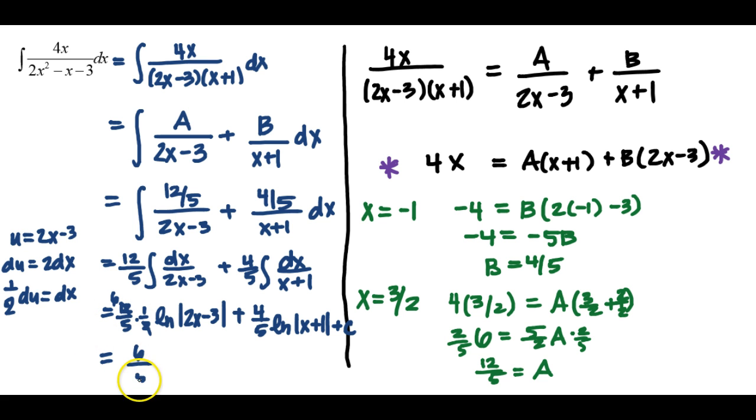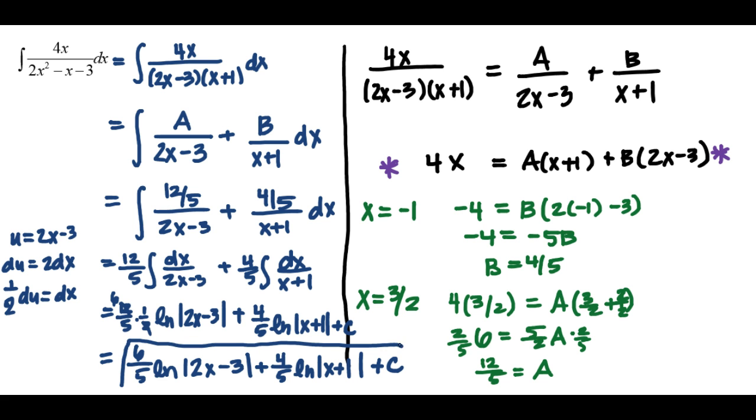So we have 6 over 5, the natural log of the absolute value of 2x minus 3, plus 4/5, the natural log of x plus 1, plus c. So this is my final answer. So it works the same way, but my u substitution would give me a constant in front other than 1. I'd have to account for the 1/2 that would come out of taking the derivative of 2x minus 3 and dividing the 2 on the other side.